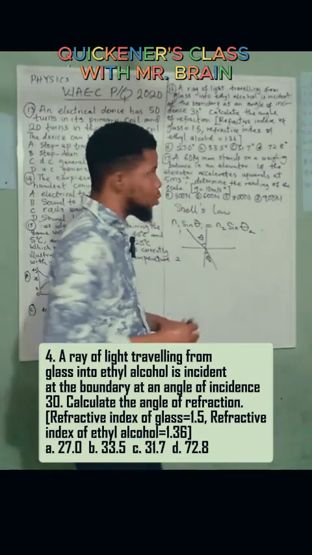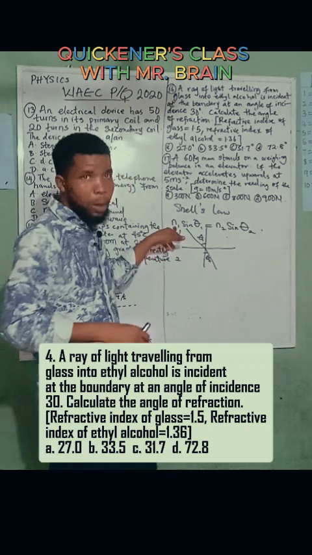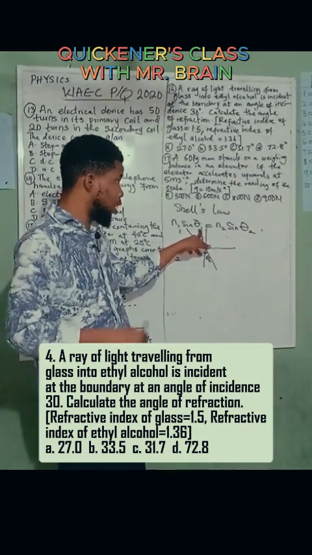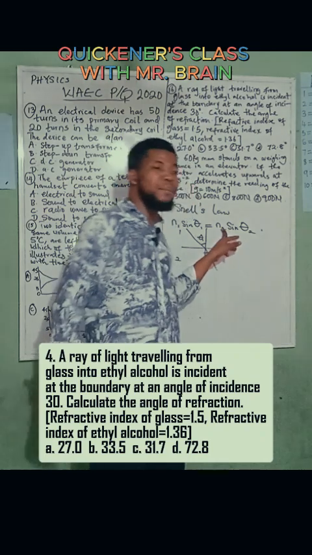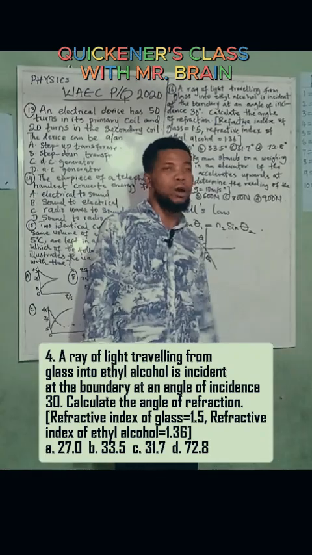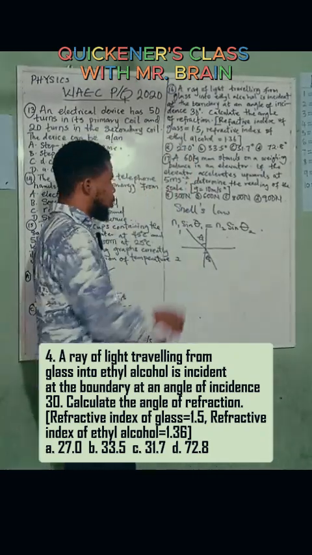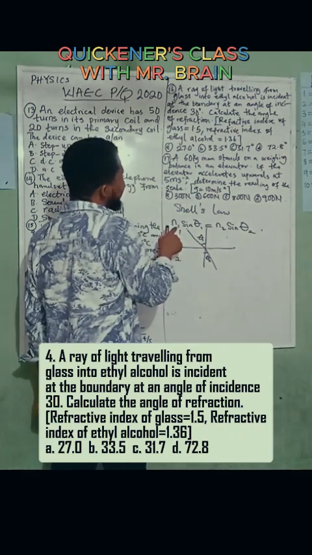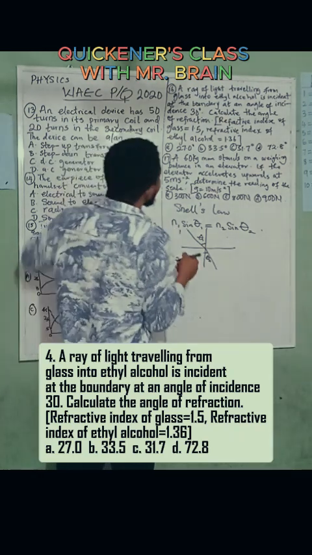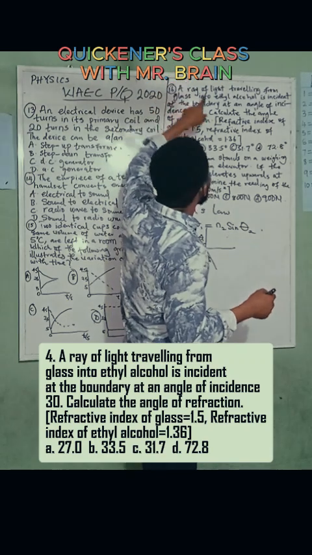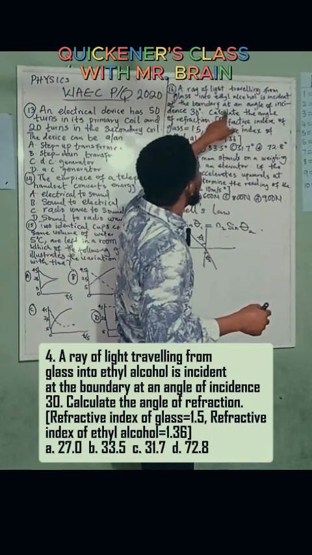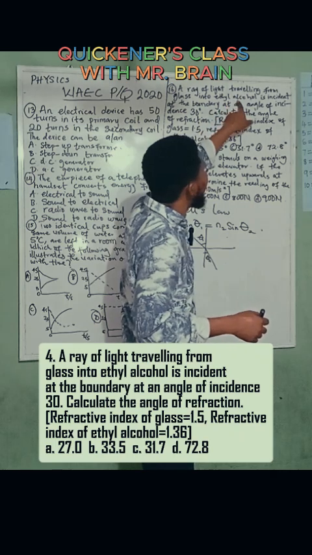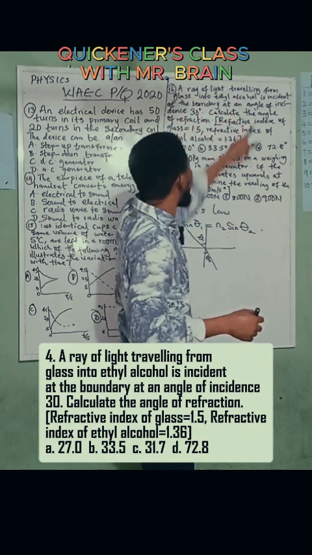To solve this question, you use the refractive index for medium 1 and the angle of incidence for medium 1, then the refractive index for medium 2 and the angle for medium 2, on the side of each angle. So let's go. What is the index for medium 1? First of all, it's moving from glass into alcohol.